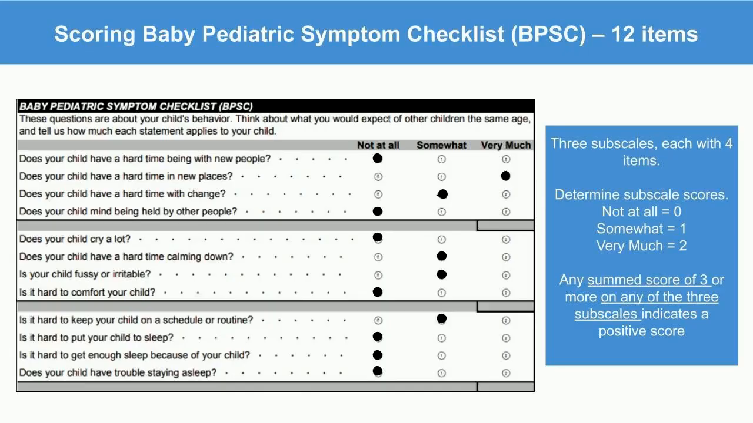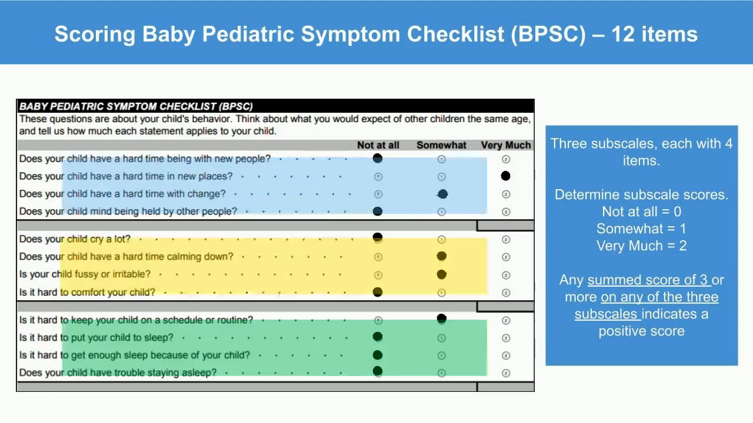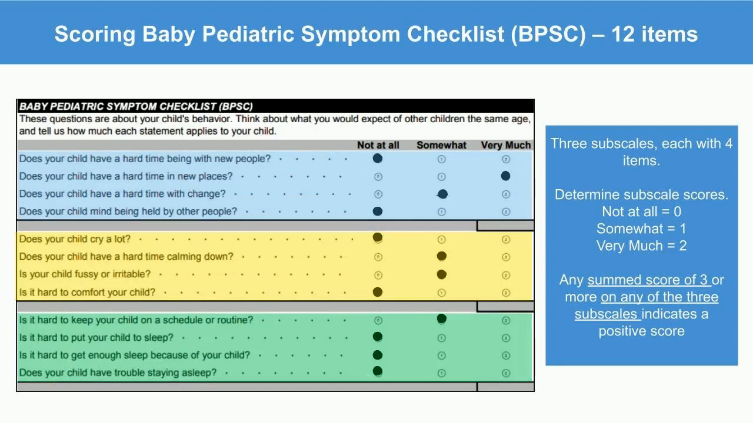The Baby Pediatric Symptom Checklist is a 12-question module that assesses a child's social-emotional functioning using 3 subscales: social anxiety, irritability, and sleep.